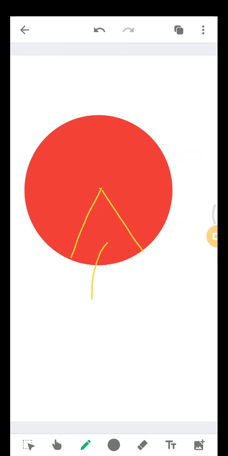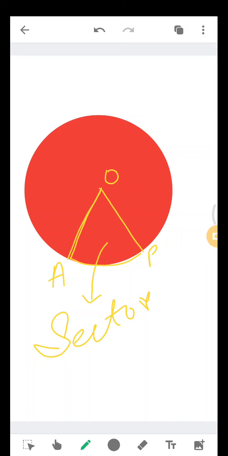So what do we call this part of a circle? This is called sector of a circle. The piece of pizza or a cake is a sector, the best example of sector. So what is a sector? It is a region bounded by an arc and 2 radii. Okay, so we need 2 radii in a sector.